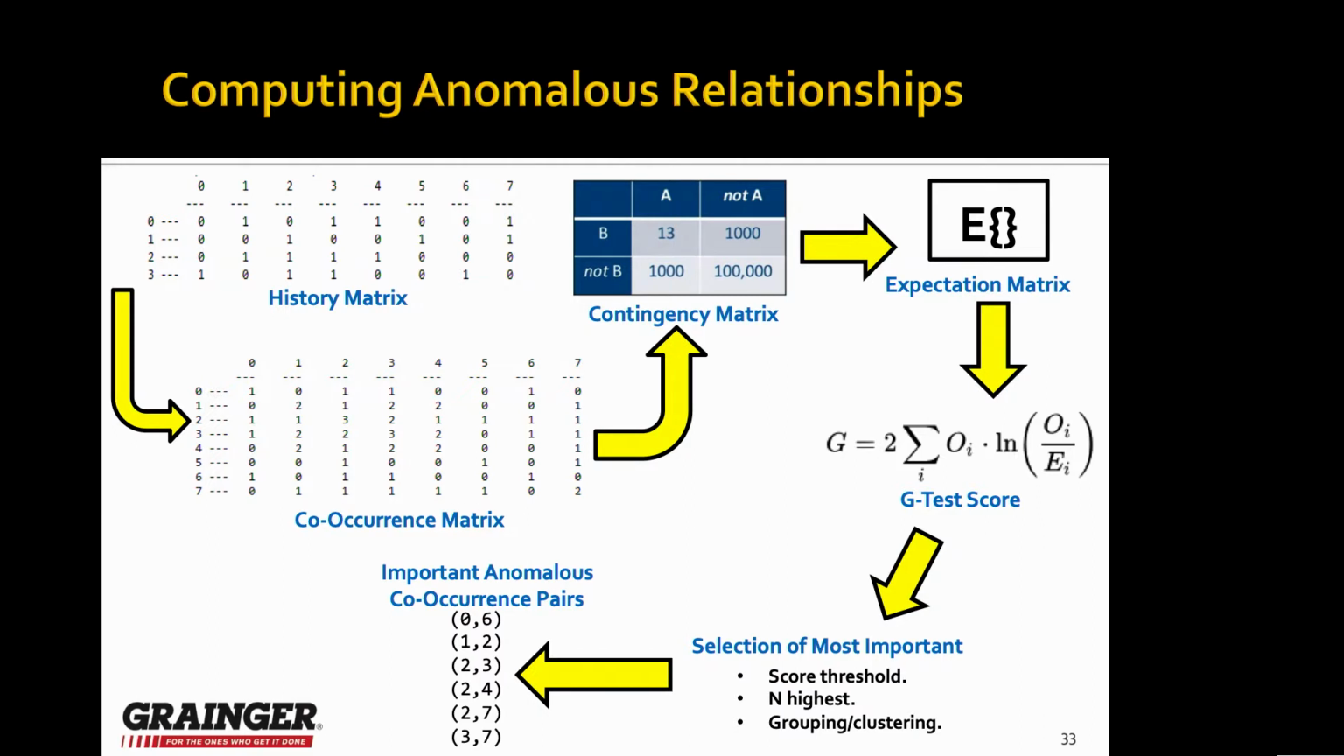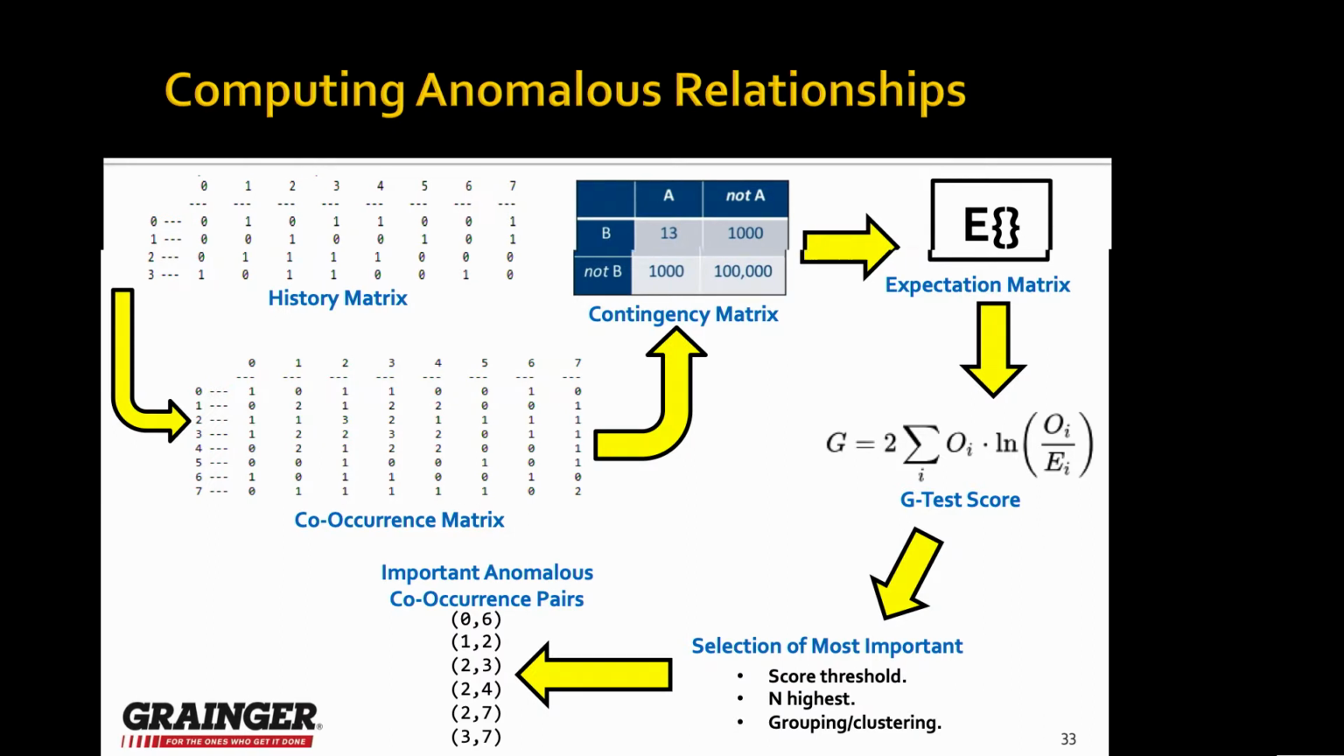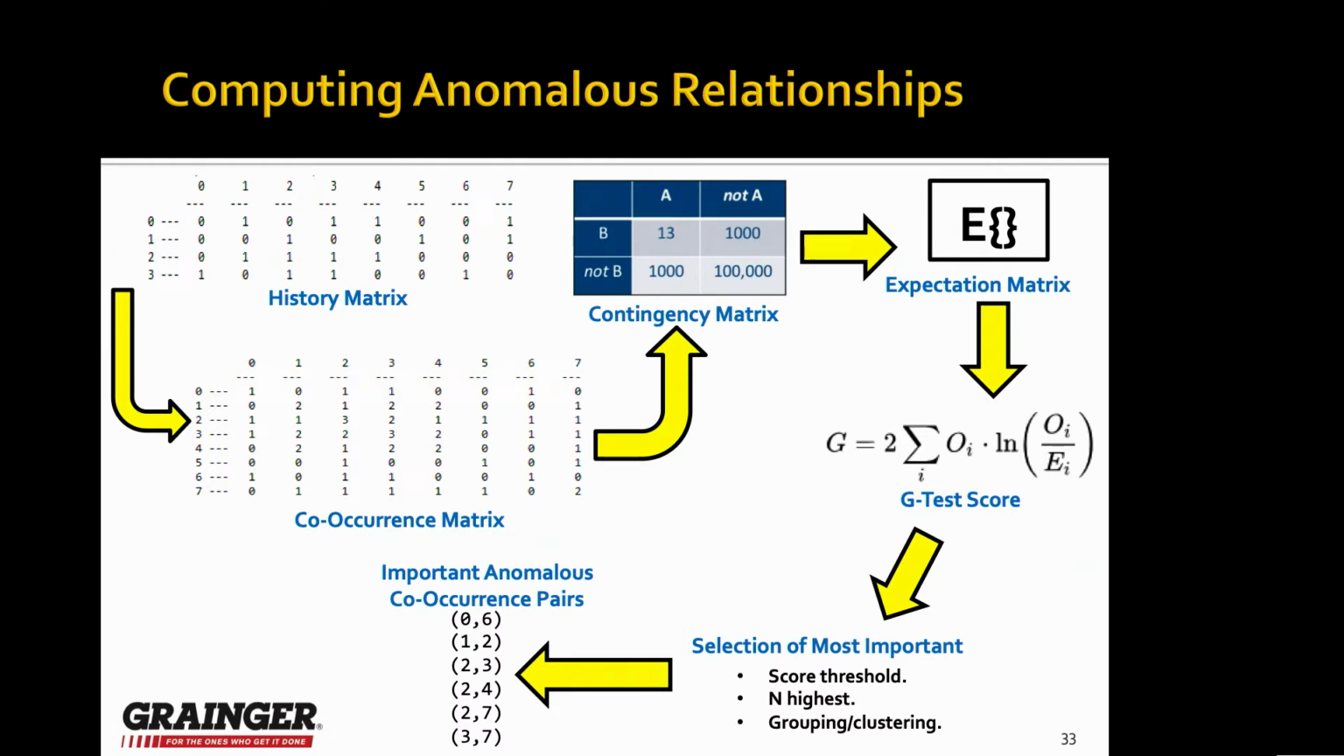If you're not doing expectation, you have to do that somewhere. Then we're going to go through this thing called the G-test score. Isn't that cool? Then we can do some ranking, and we're going to come up with this interesting set of pairs. Out of that co-occurrence matrix, there are a lot of different pairs. Which of them are really important? This is what the list on the bottom is. Out of that synthetic data set, we have all those pairs, but only some of them are actually really interesting.